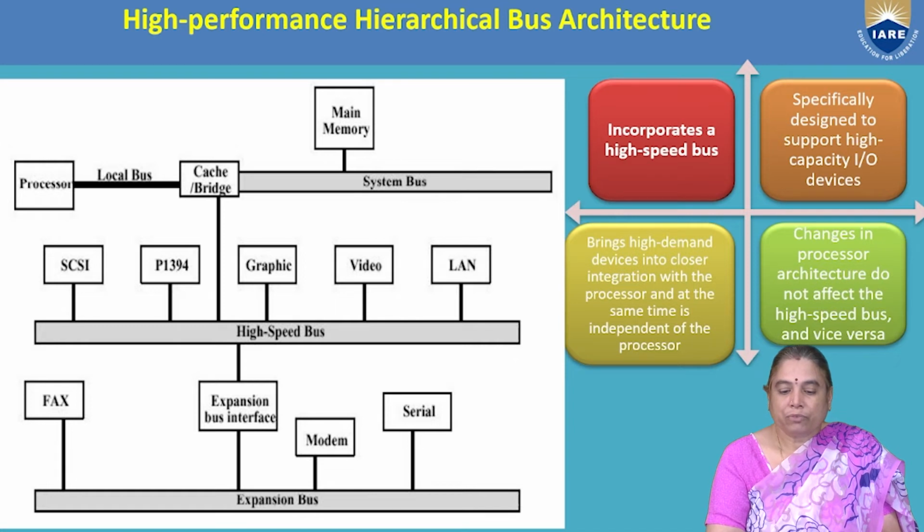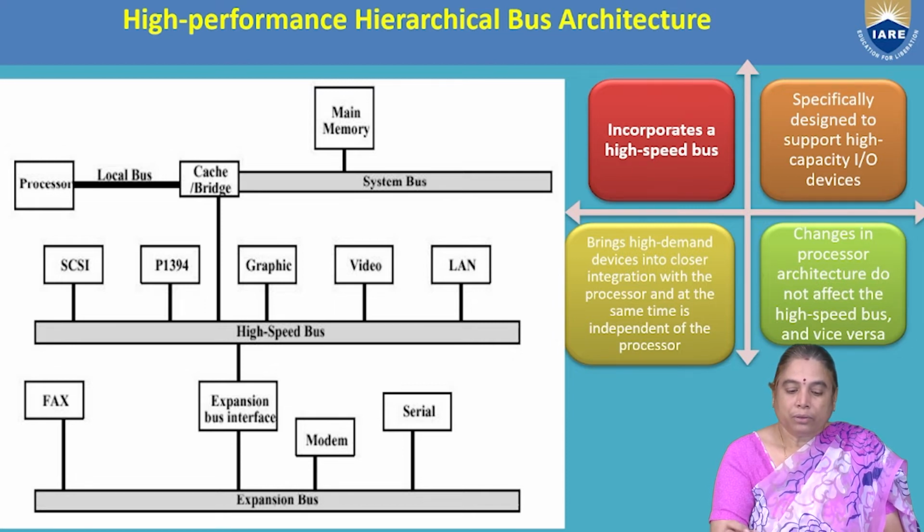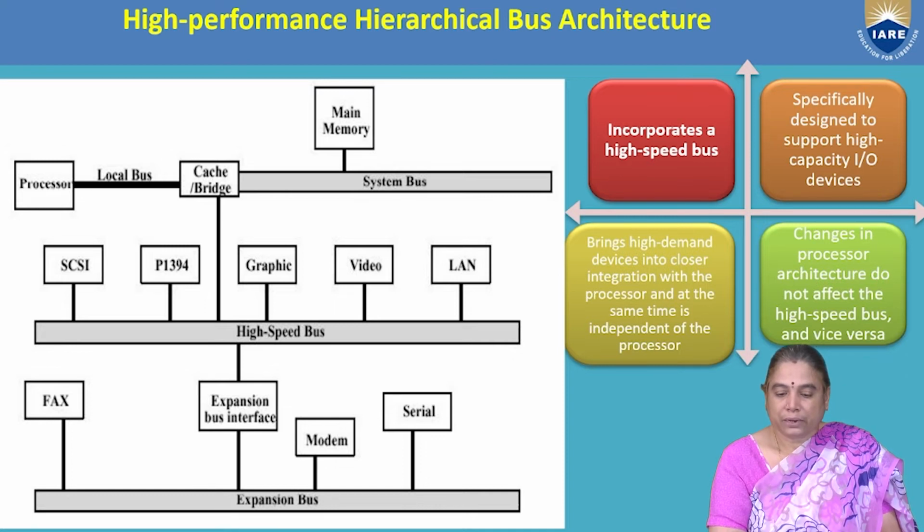The next type of bus architecture is high performance hierarchical bus architecture. So here a bridge has to be installed. So this bridge acts as an interface between the buses. The local bus and the system bus are connected via the bridge. So here also, in order to improve the performance and speed of accessing the IO, this hierarchical bus structure can be used.